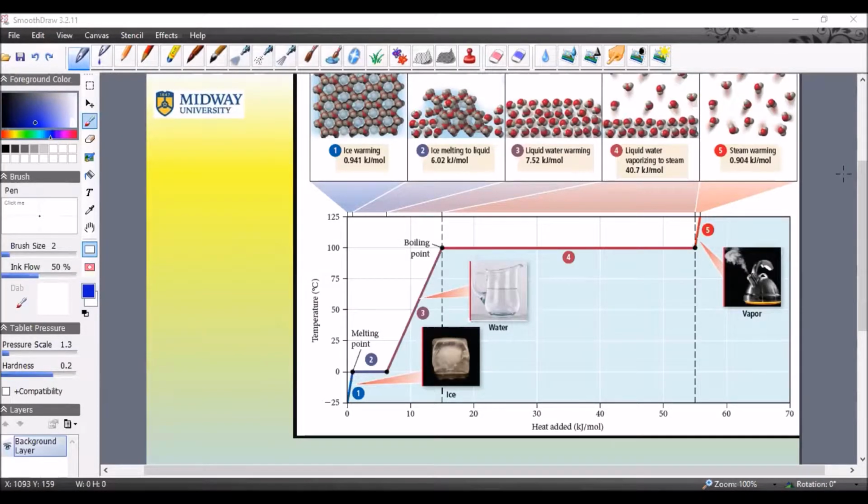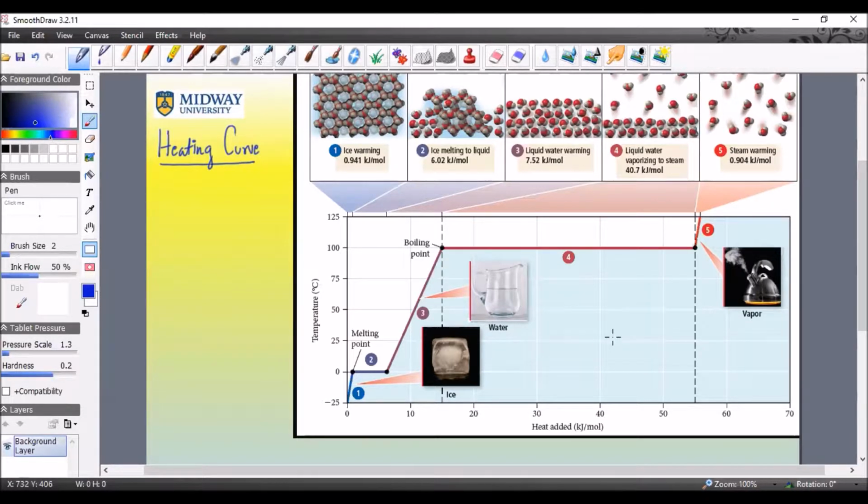Welcome back. As I mentioned in the previous video when I was talking about the phase diagram of water, there is an alternate way of showcasing the same concept, and that is nothing but the heating curve of water. So what is it? Heating curve. Okay, and that's what you see here, right?